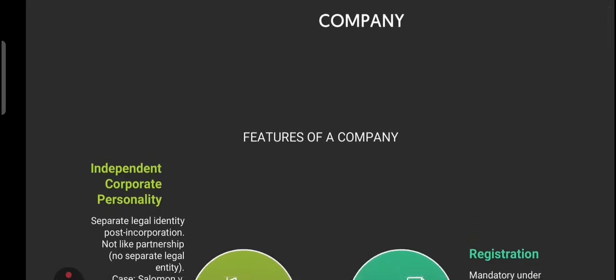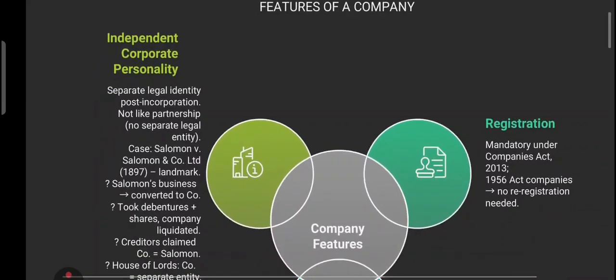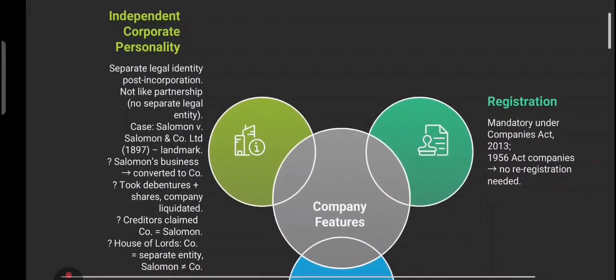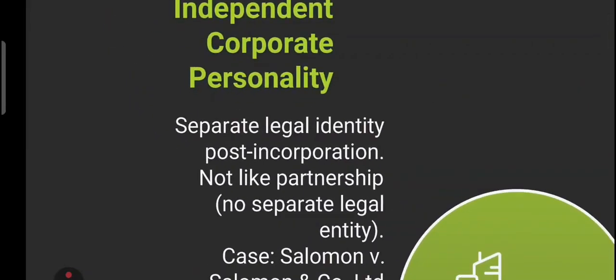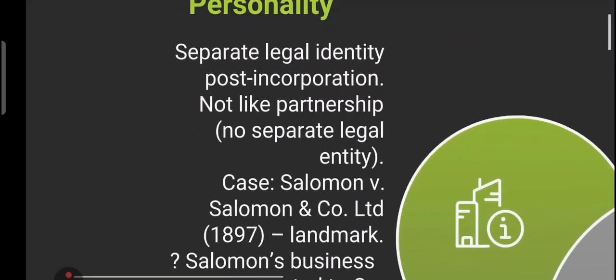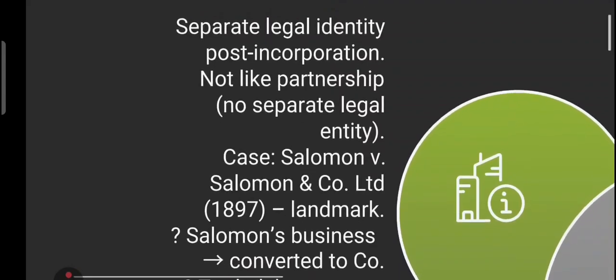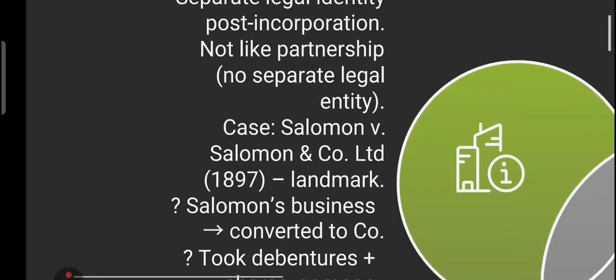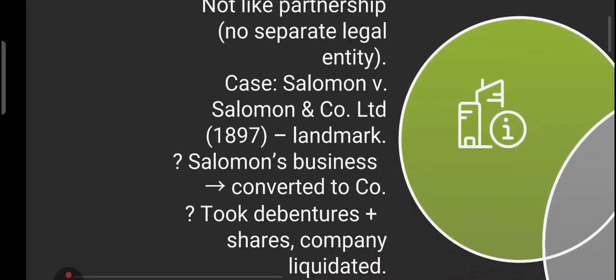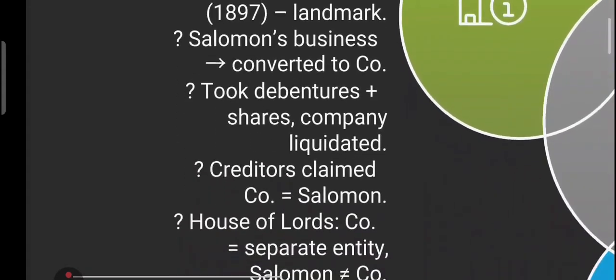You know, when a company is created, it becomes a separate legal entity. So we are discussing each and every part. It becomes a separate legal entity whenever a company is created, just like a person, but artificial. It can own property, it can sign contracts, it can even go to court. Now the first point we have is the independent corporate personality. Once a company is registered, it is separate from its owner. It is a separate legal entity post incorporation, not like partnership. In partnership there was no separate legal entity, but in the case of a company, it is a separate legal entity, right? A company has its own name, its own rights, its own responsibilities. It is not mixed with the founder.